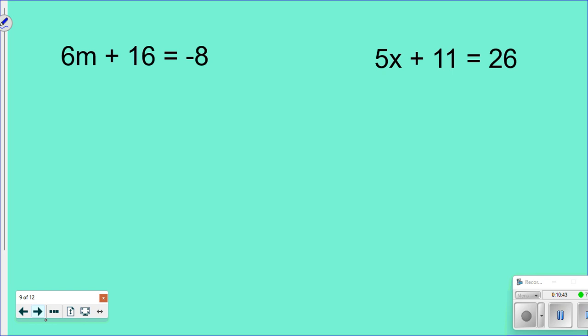Okay, if you want to try a few more, you can try a few of these. And I don't care if you check with a partner or put your answer back in and figure out if you're right.